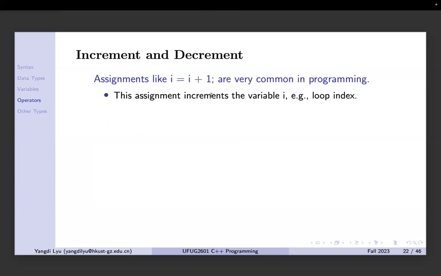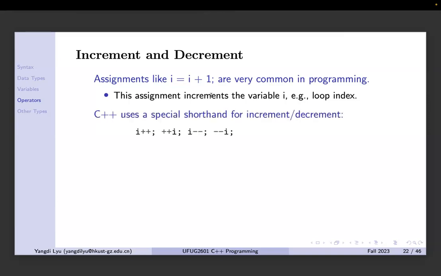And there is something more, right? We said i equals i plus 1. How can we write it? Yes, i plus equal 1. It's still a lot of typing, right? We have something more, like plus plus and minus minus, because these kinds of operations incrementing by 1 are very common, especially in a loop.